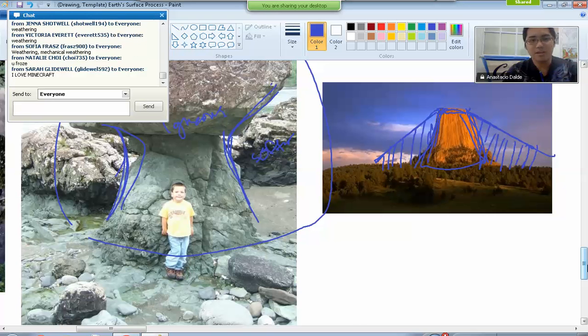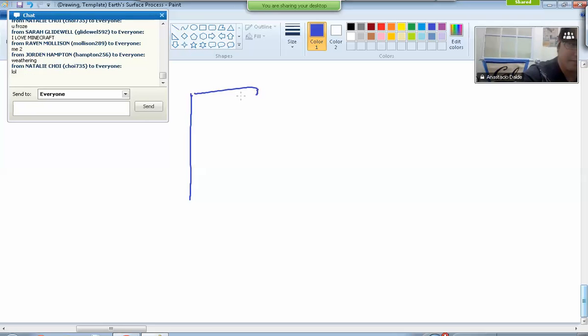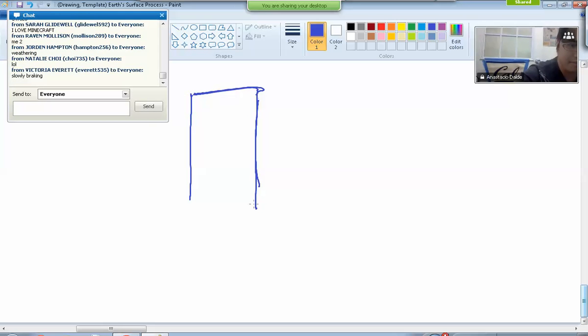Okay. All right, Sarah. I love Minecraft. Okay, fine. Sarah makes a person, a blockhead. I don't know how to do a Minecraft person. Don't worry, I don't know how to either.